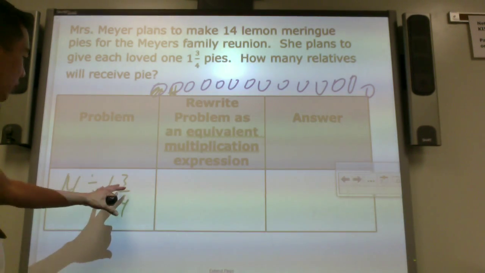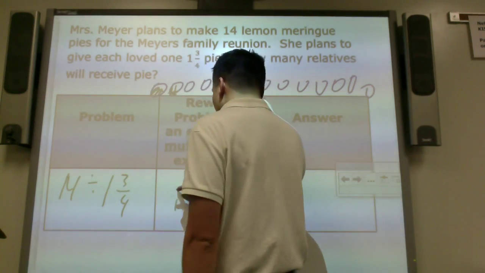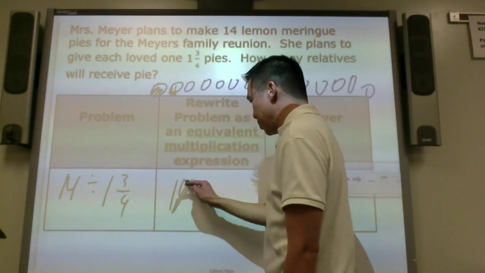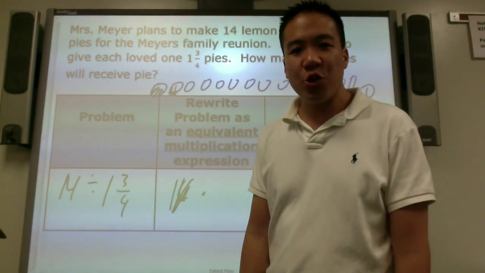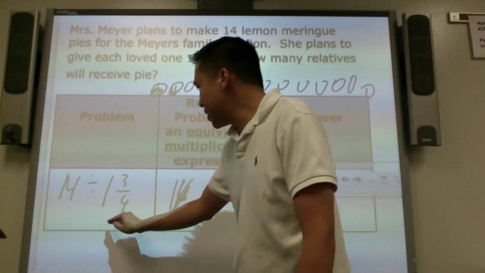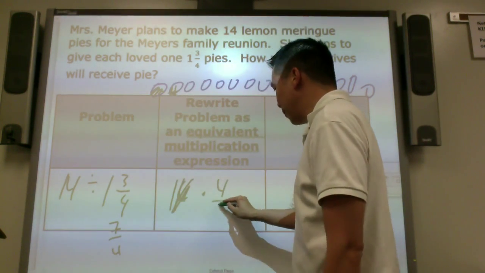So how many groups of 1 and 3/4 go into 14? Well, I know I'm going to write this as an equivalent multiplication expression. So I know she started with 14 pies. Multiplication. Do you know another way to say 1 and 3/4? How about 7/4? Take the reciprocal of it, you get 4/7.